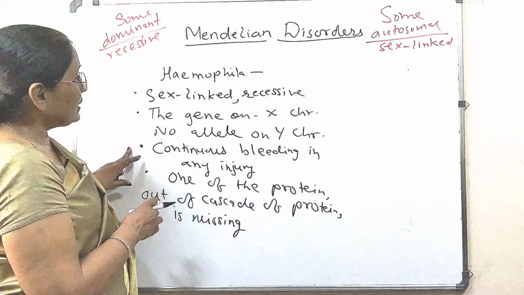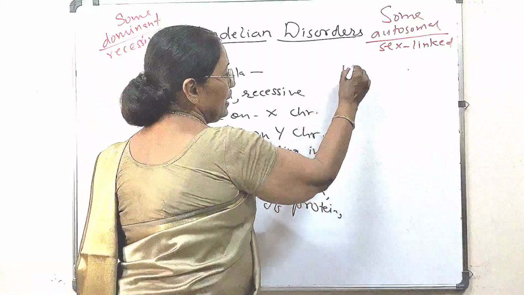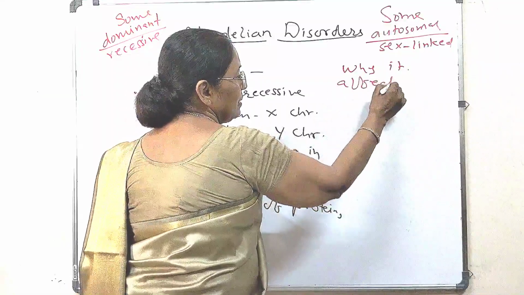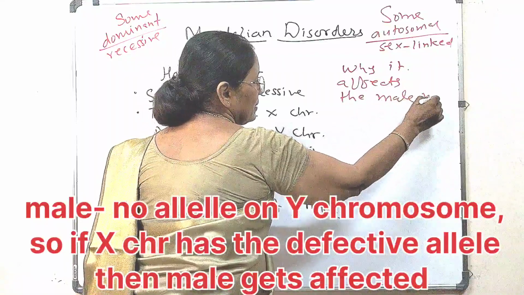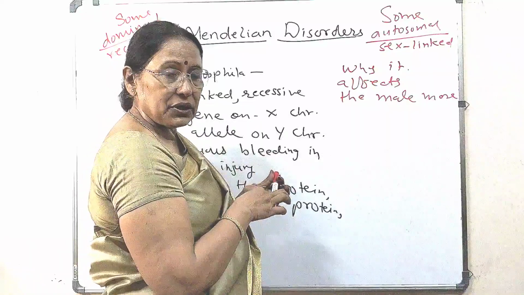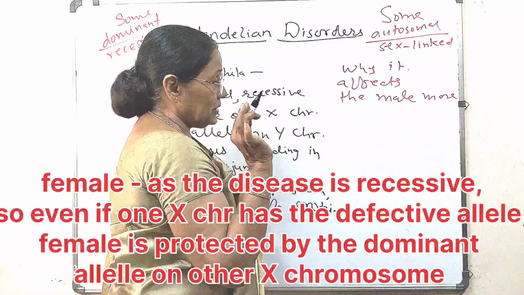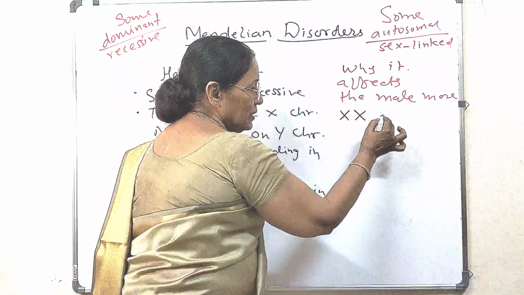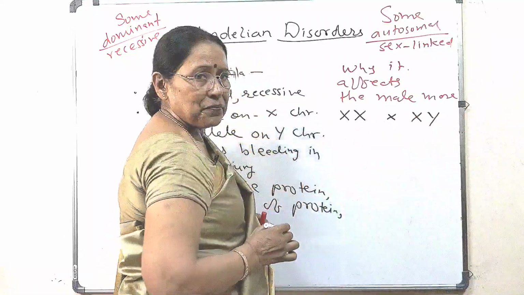Fine. Now what next? Let us see why it affects the male more. It is present on the X chromosome, and this is a recessive disease. These two things you remember. So this is the X chromosome, and this is the X and Y chromosome.